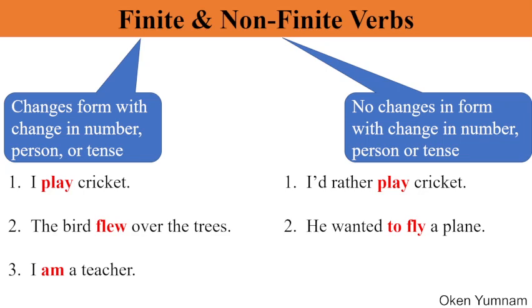So it never changes. So "to fly" here is a non-finite verb. I would be a teacher. She would be a teacher. I will be a teacher. Whatever you change, "be" remains "be". So this is a finite verb here. So the same verb can be finite or non-finite, depending upon the use.